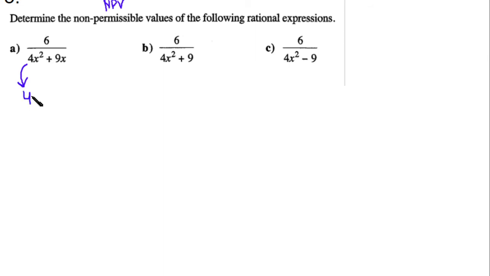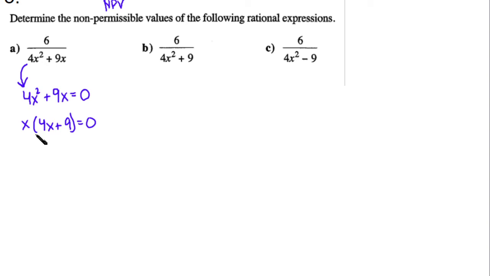So 4x squared plus 9x. And then we need to solve it for x. So we want to find out for what values of x would the denominator end up being equal to 0. So here we can factor out an x. We're going to be left with 4x plus 9 equals 0.